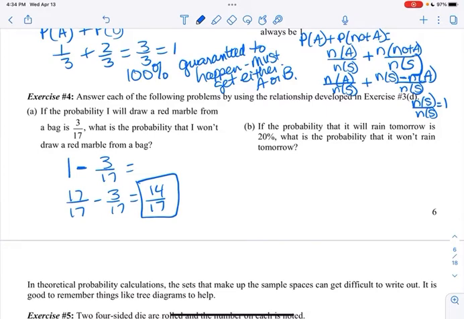So the probability of something happening and not happening always adds up to 1. If you know the probability of something happening, the probability of it not happening is 1 minus the probability of it happening. If the probability it will rain tomorrow is 20%, what's the probability that it won't rain? Well, that's 1 minus 0.2, because 20% is just 0.2, which is 0.8, or 80%.